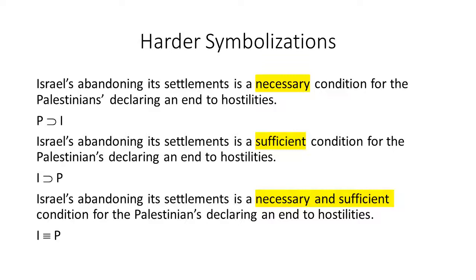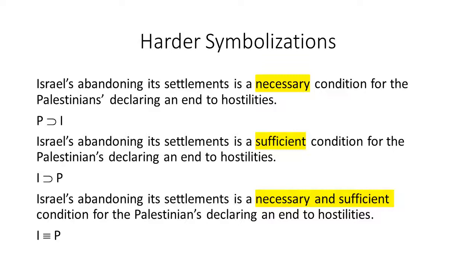The other thing to note here, and perhaps more important for our purposes at the moment, is the difference between necessary and sufficient. Start with the second one. Israel's abandoning its settlements is a sufficient condition for the Palestinians declaring an end to hostilities. If something's a sufficient condition for some other thing, it means that if the first thing happens, the second one will. That's why we do I horseshoe P. If Israel abandons its settlements, then the Palestinians will declare an end to hostilities.